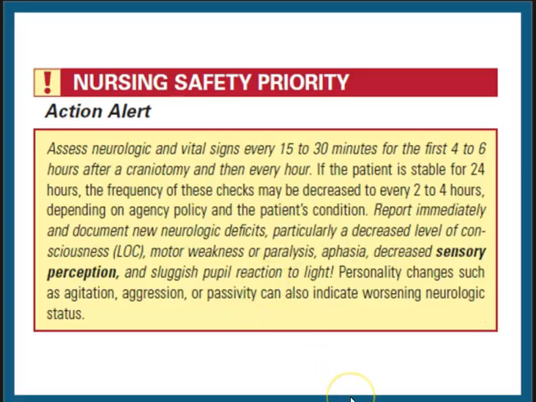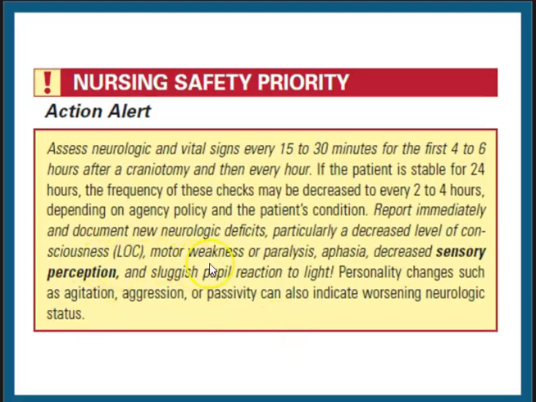If the patient is stable for 24 hours, the frequency of these checks may be decreased to every 2 to 4 hours. This is really important. So assess neuro and vital signs every 15 minutes for the first 4 to 6 hours. If they're stable for 24 hours, then it's going to be decreased to every 2 to 4 hours. What are we going to report? Neuro deficits. A decrease in your Glasgow Coma Scale by 2.